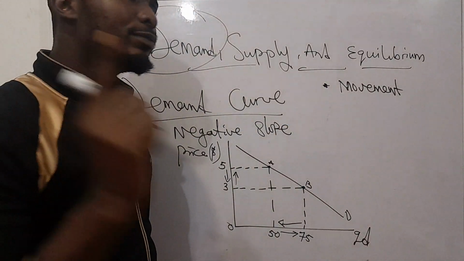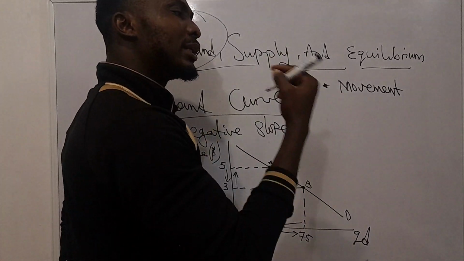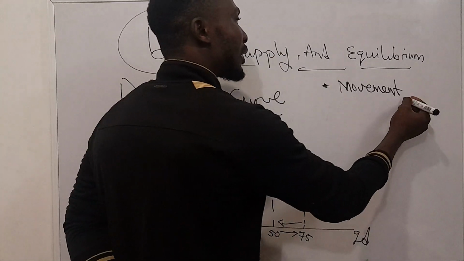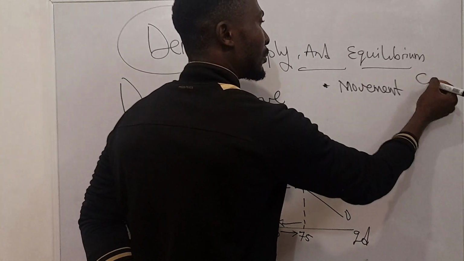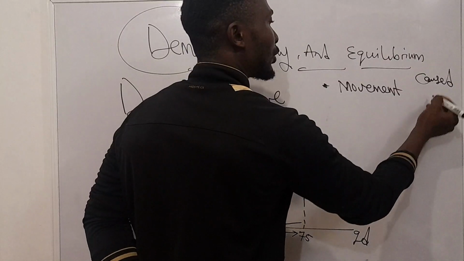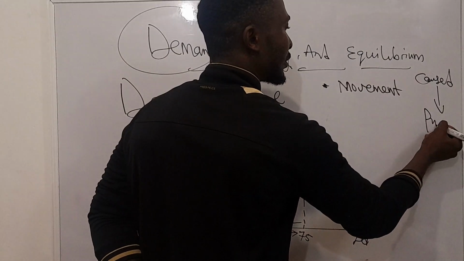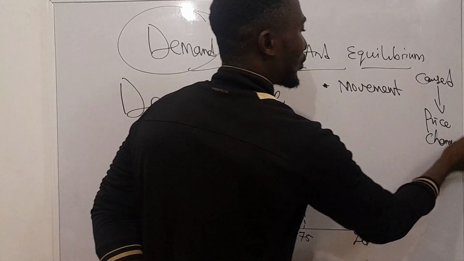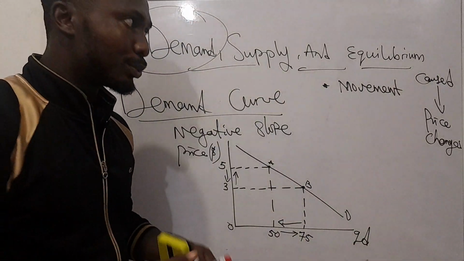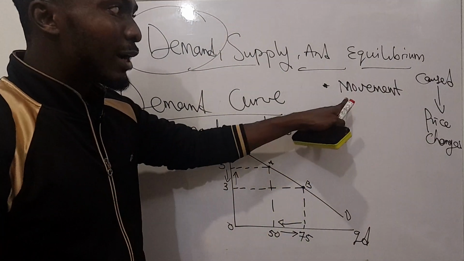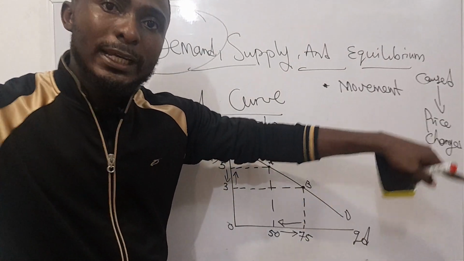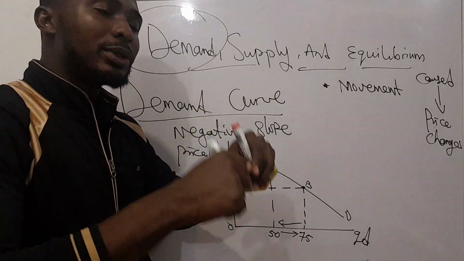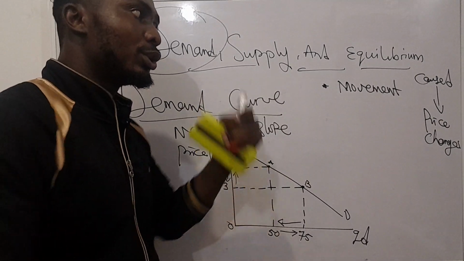Now with the movement along a demand curve, the only thing that is causing a movement along a demand curve is the price of a product. So this is caused by what? The price of a product, or we can say price changes. When we have a change in the price of the product, then we are going to have a movement along a demand curve. That means on one particular demand diagram, we have a movement from one point to the other.